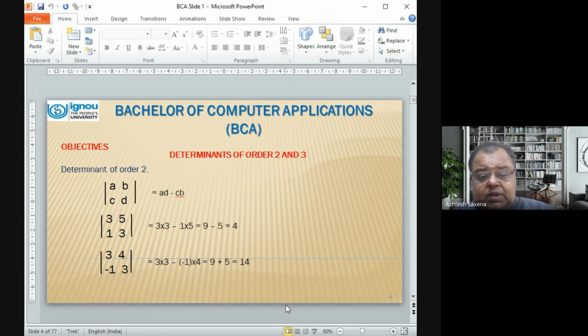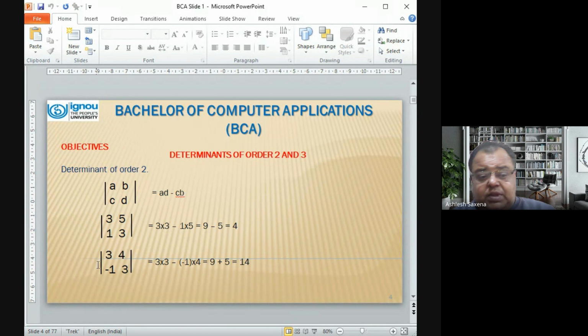I'm taking two examples of it. Try to understand why I've taken these two examples, and what the difference between them is. With 3, 5, 1, 3, I will be multiplying 3 by 3 minus 1 into 5, or 5 into 1. That doesn't make any difference. This is 9 minus 1 into 5, which is 5. 9 minus 5 is 4.